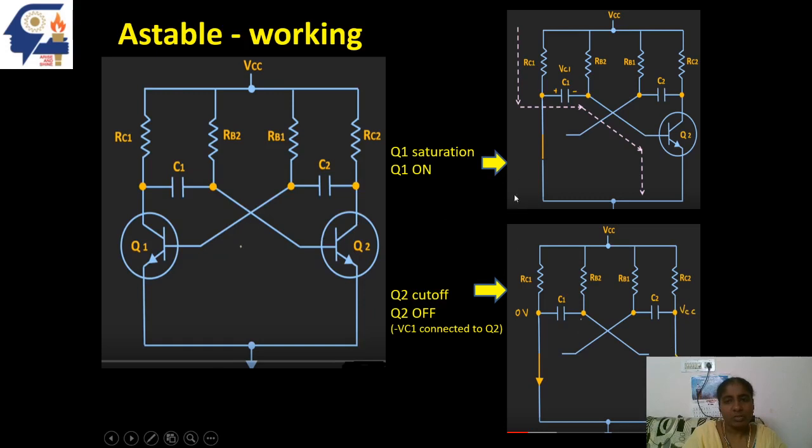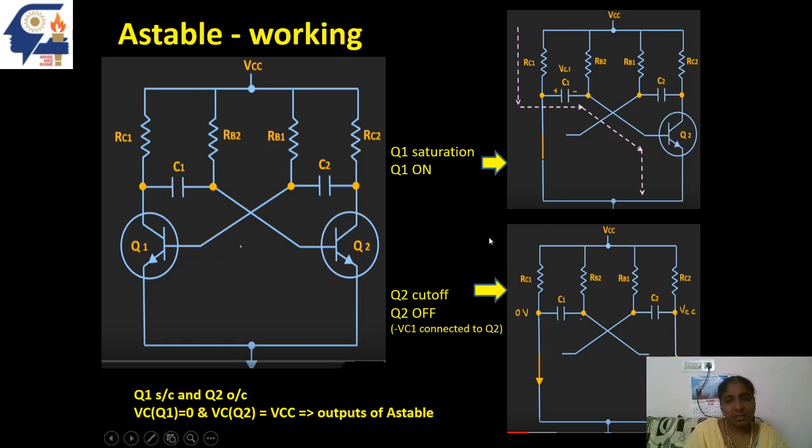Because of Q1 transistor on state, the capacitor C1 will be conducting through this direction, and its potential will be VCC minus VBE. And as one side the capacitor is connected to ground level because Q1 transistor is in on state, on the other side this negative potential is supplied to the base of Q2 transistor. As negative potential is given, this Q2 transistor will come to off state. So when Q1 is on, Q2 will be in off state.